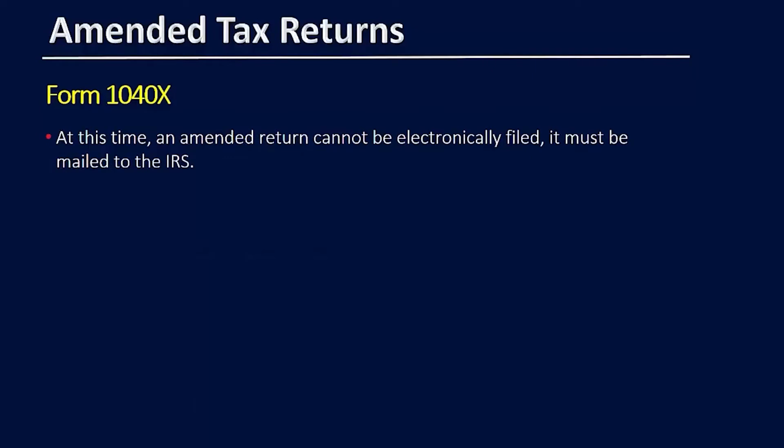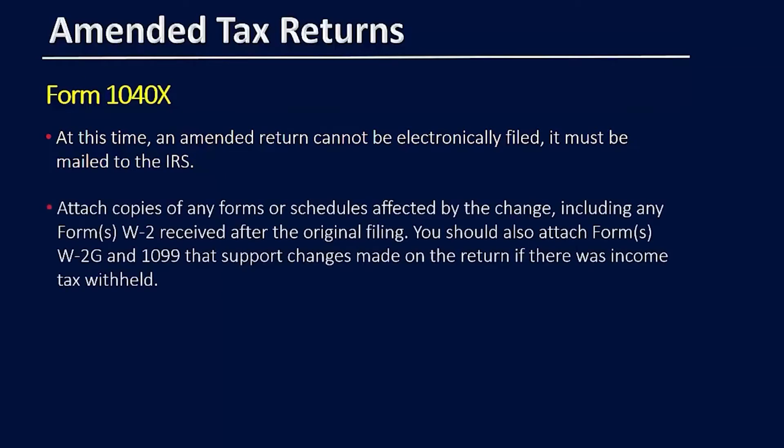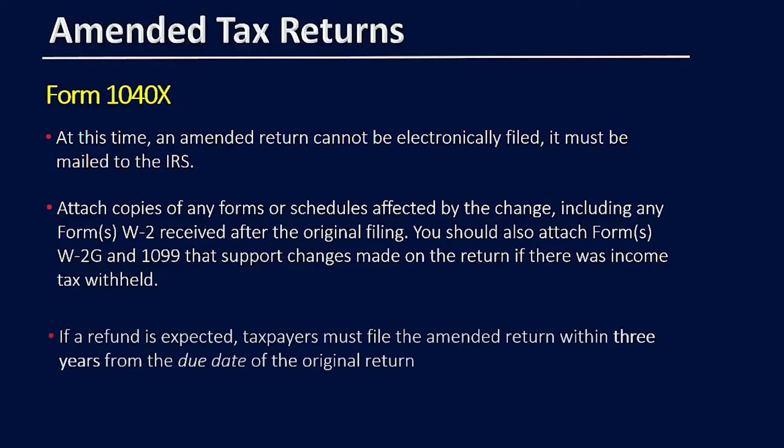At this time, an amended tax return cannot be electronically filed. It must be mailed to the IRS. You'll need to attach copies of any forms or schedules that are affected by the change to your original tax return, including any Forms W-2 that are received after the original filing. You should also attach Form W-2G and 1099 that support any changes made to the return if there was income tax withheld. If a refund is expected, taxpayers must file the amended return within 3 years from the due date of the original return.